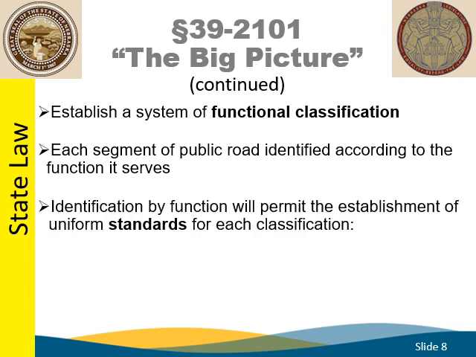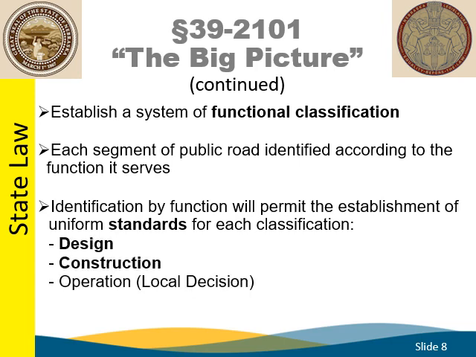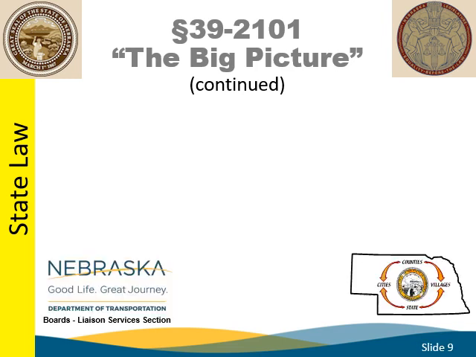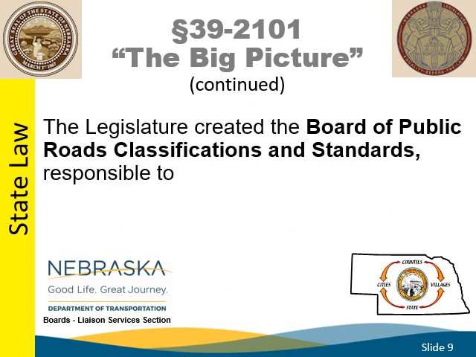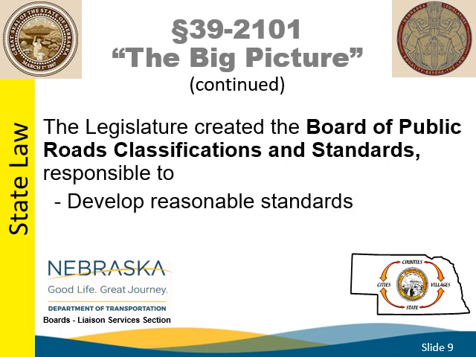Identifying functional classifications permits the establishment of uniform standards for design, construction, and maintenance. This is where the videos on the standards fits into the big picture. Establishment of a Board of Public Roads, Classifications, and Standards, which has NDOT, county, municipal, and general public representation, provides that each governmental entity and the public will have equal voice in developing reasonable standards for each classification of road, and standards shall be adequate to meet the needs of an increasingly mobile society.